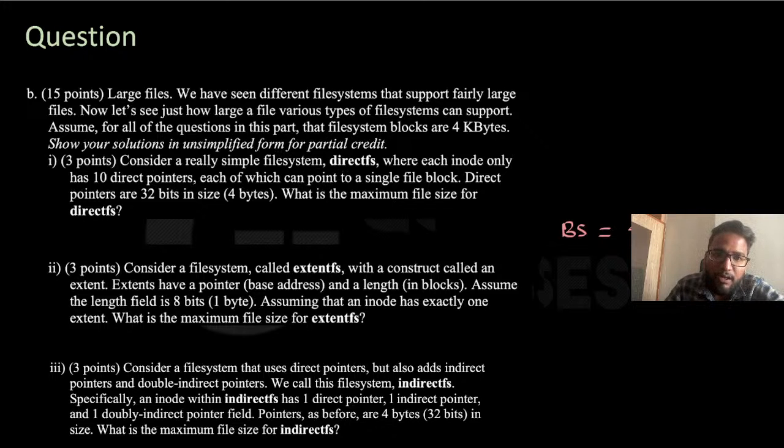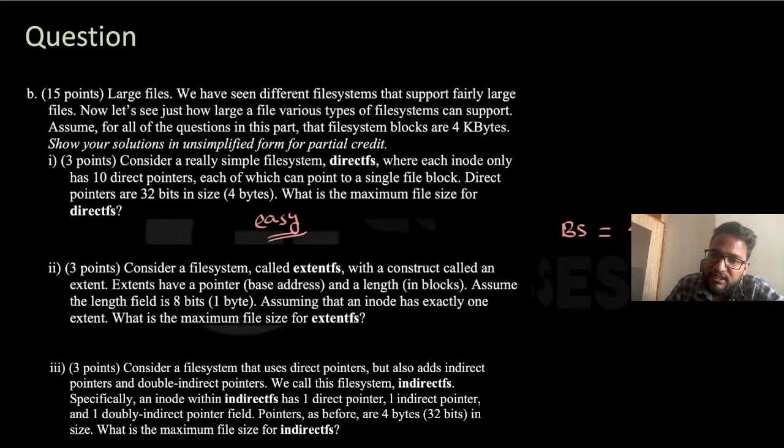Okay, consider a really simple file system that is called direct FS, where each inode only has 10 direct pointers, each of which can point to a single block. Direct pointers are 32-bit in size. What is the maximum size? I think you can easily calculate this, right? That's an easy one.